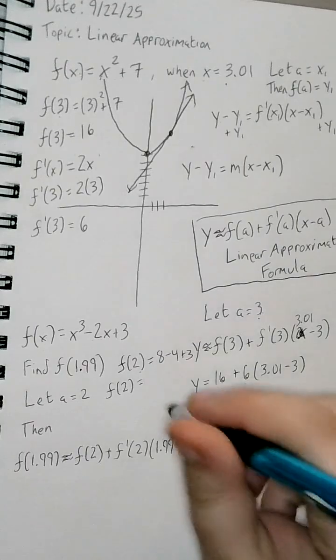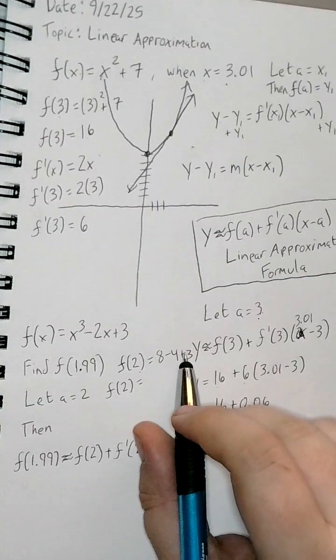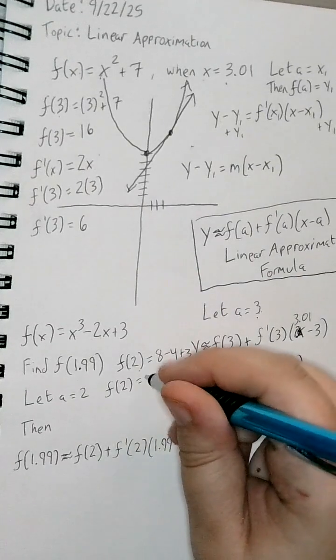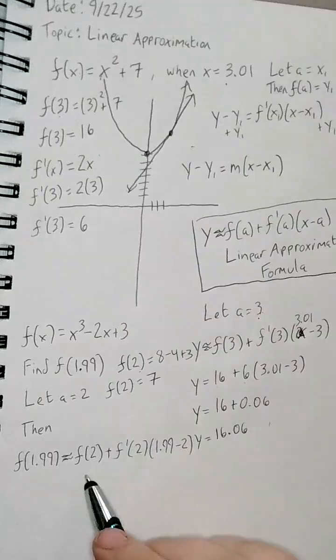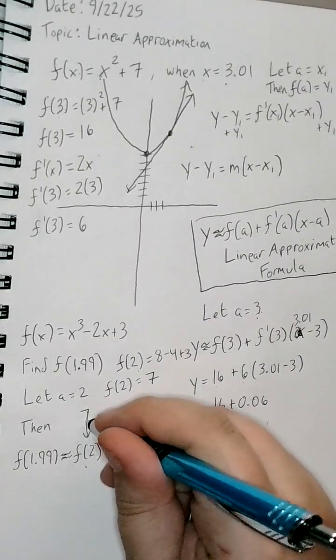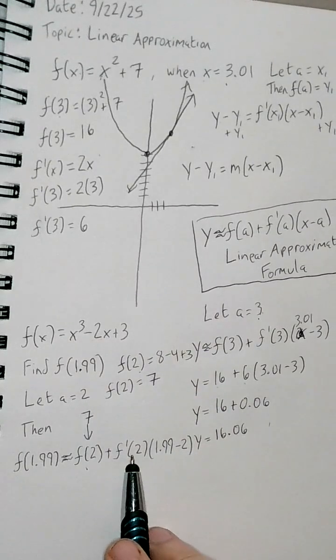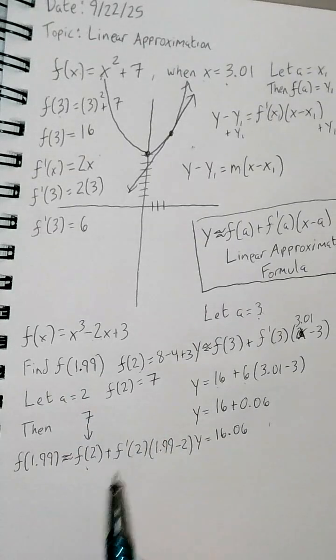Right, thank you, Frog. It's going to be 7. 8 minus 4 is 4, plus 3 is 7. Yes, Drew, that's right. So we're going to replace it with 7. Now, I need to find the derivative of this function at x equals 2.